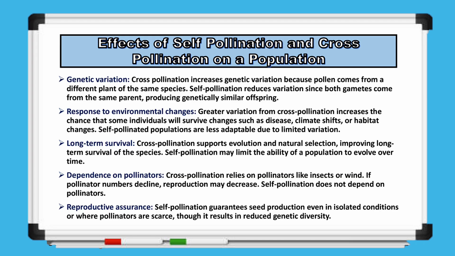Finally, self-pollination provides reproductive assurance because it guarantees seed production even when plants grow in isolation or when pollinators are scarce. However, this advantage comes with the disadvantage of reduced genetic diversity in the population.